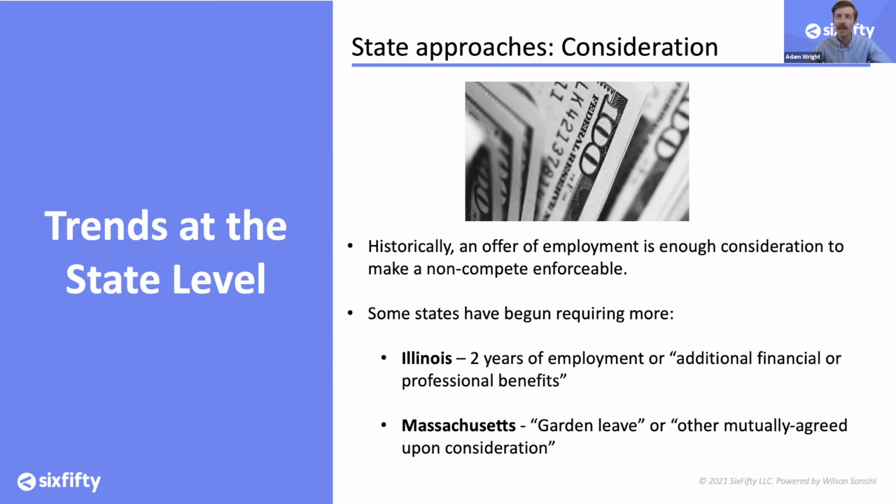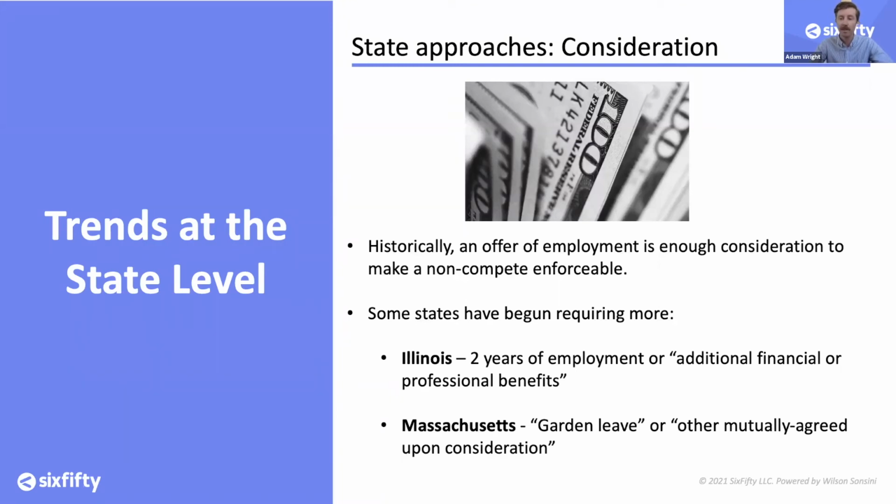Massachusetts law has an interesting piece. It says that sufficient consideration includes garden leave or other mutually agreed upon consideration. And garden leave refers to payments that the employer makes to the employee during the restricted period. So essentially, the employer is paying the employee after the term of employment not to compete with them. But this can be really expensive.